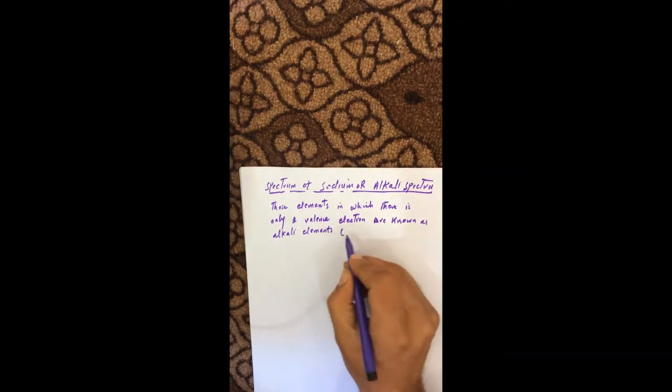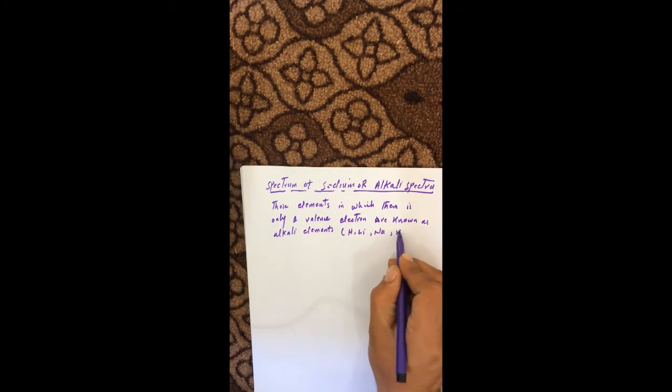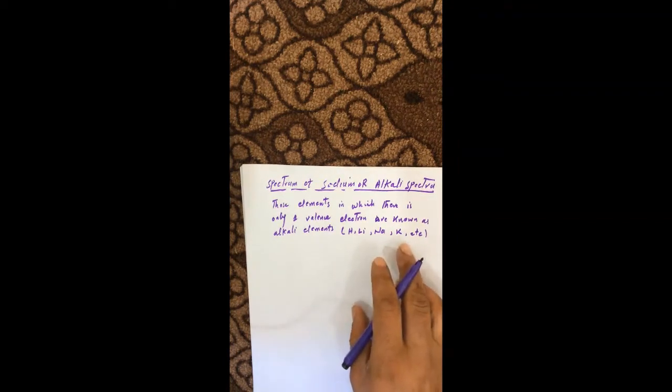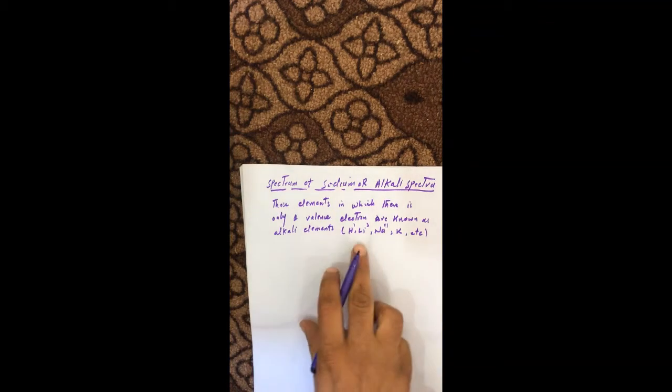These elements include hydrogen, lithium, sodium, potassium, etc. These are the elements in which there is only one electron in the valence shell. Like hydrogen is atomic number 1, lithium is 3, sodium is 11, and potassium is 17 I think, and so on. So these elements have only one valence electron in the valence shell.